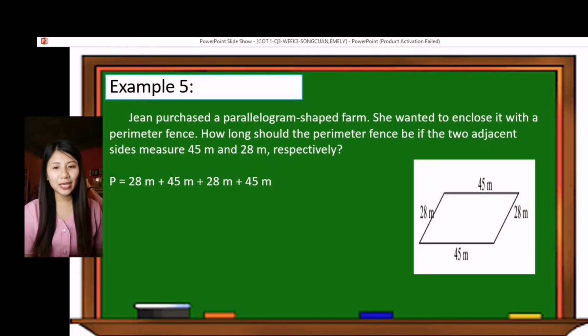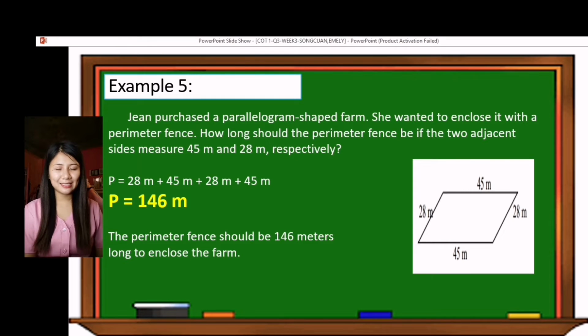So, if you're going to get the perimeter, you're just going to get the sum of all sides. So, perimeter P is equal to 28 meters plus 45 meters plus 28 meters plus 45 meters. So, we have 146 meters. So, the perimeter fence should be 146 meters long to enclose the farm. Did you understand? Are you guys following? Okay, very good, guys.